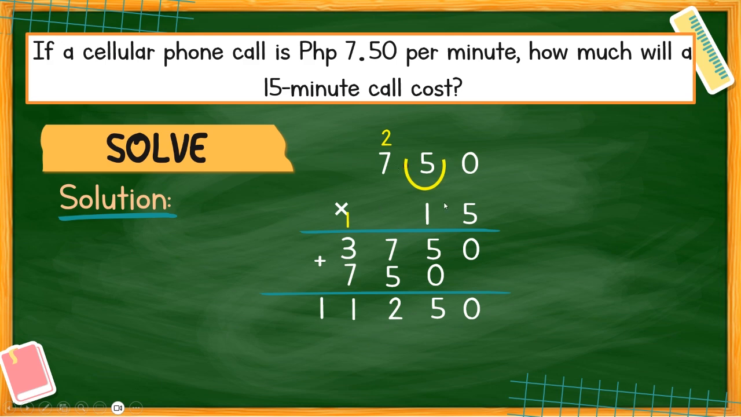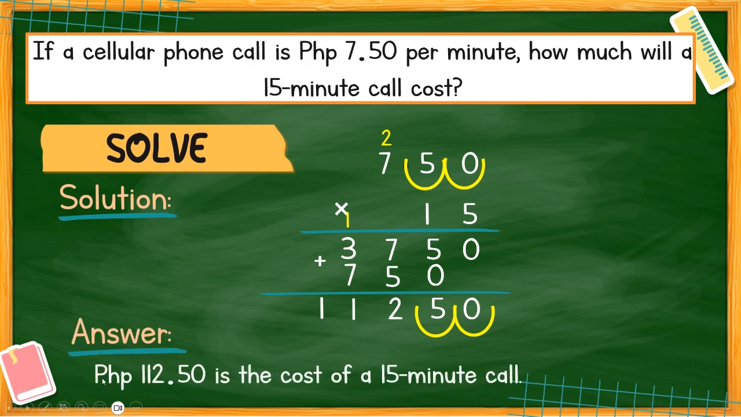And then, as you notice, we have two decimal places. Therefore, we're going to move the decimal point two places. Therefore, the final answer should be 112 pesos and 50 centavos is the cost of a 15 minutes call.